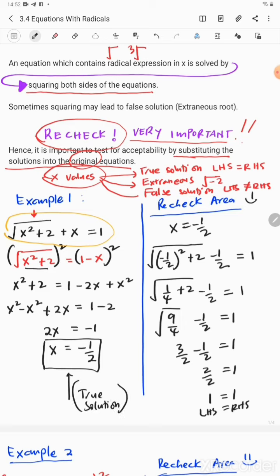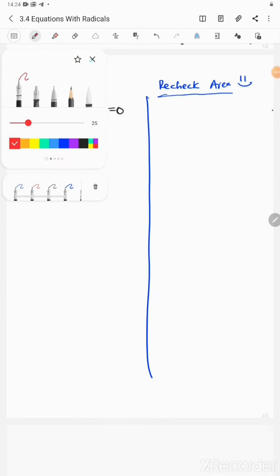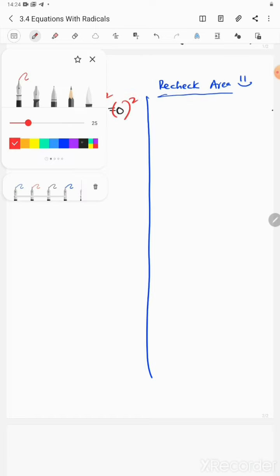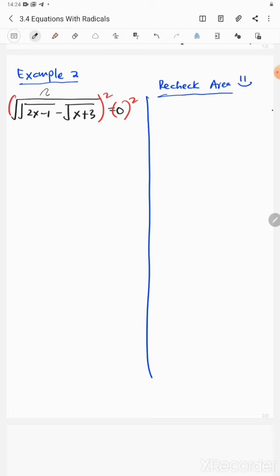Alright, so I hope you understand. Okay, this is example 2. We have the question square root of 2x, okay, inside the square root we have square root of 2x minus 1 minus square root of x plus 3. To solve this, remember when you have a radical sign, you have to square both sides. When you square this, the outer root will be removed. So there will be square root of 2x minus 1 minus square root of x plus 3 equal to square root of 0, we get 0.